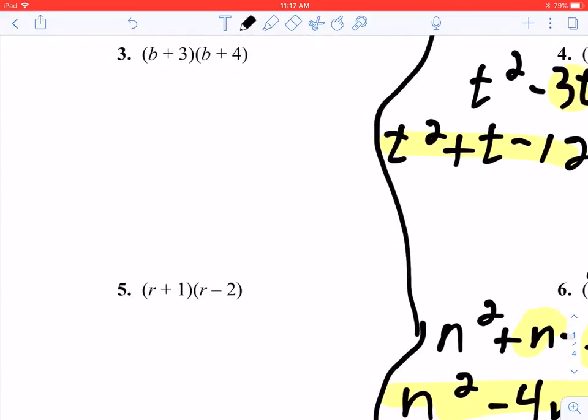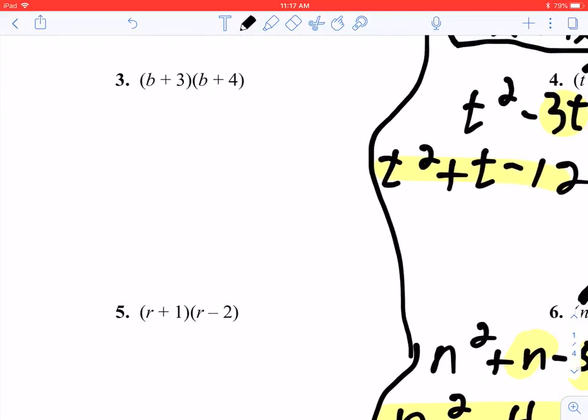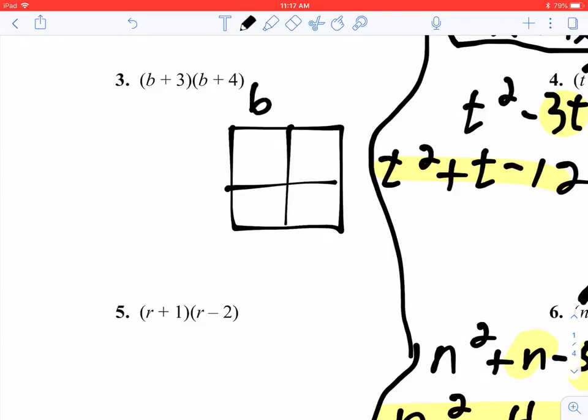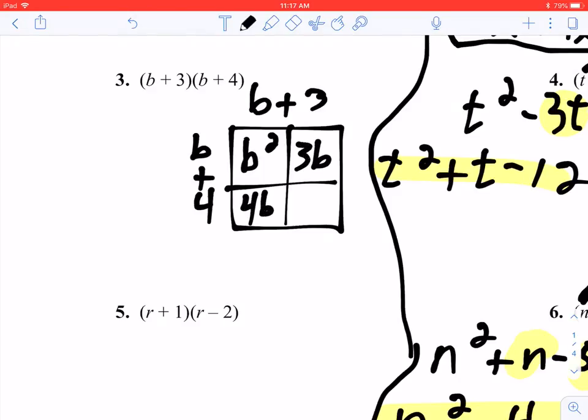Okay, now moving on to number 3. Same thing. I'm going to go with the box method first. Box method, draw our box. We're going to put b plus 3 here, b plus 4 here. b times b is b squared. b times 4 is 4b. b times 3 is 3b. And 4 times 3 is 12. From there, like terms are right there. So we have b squared plus 7b plus 12.